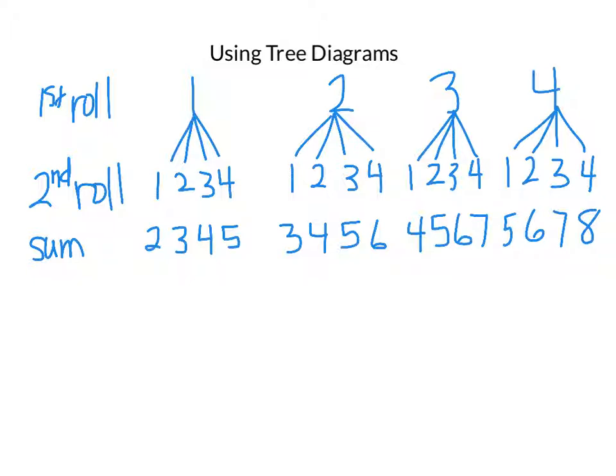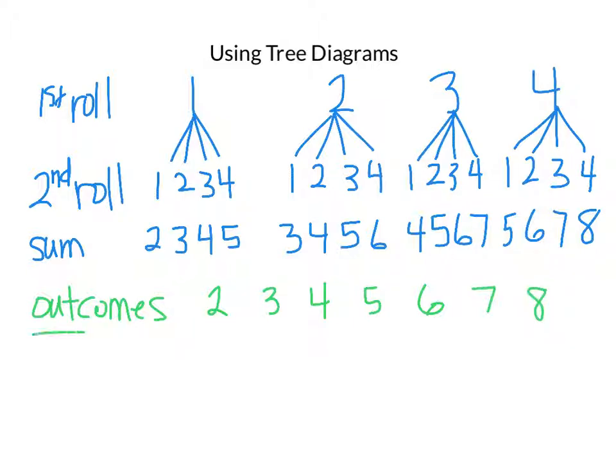So our probability model, if we're going to use a tree diagram to help us to create the probability model, is the outcomes, and as you can see, our outcomes are 2 through 8. So 2, 3, 4, 5, 6, 7, and 8. And then right below that we want the probabilities.